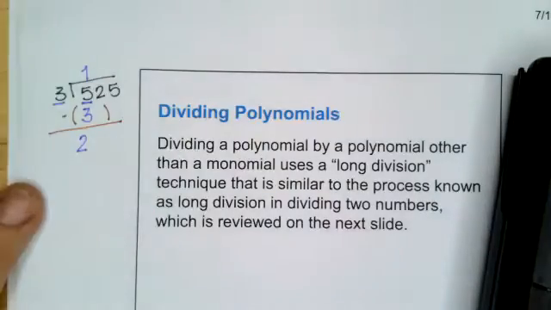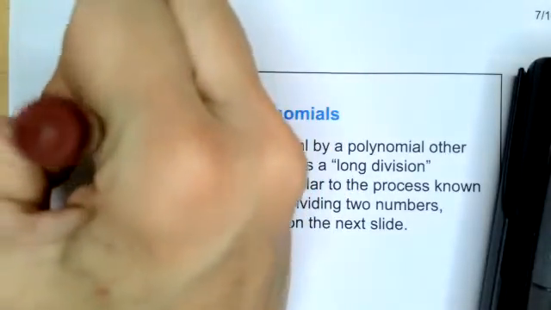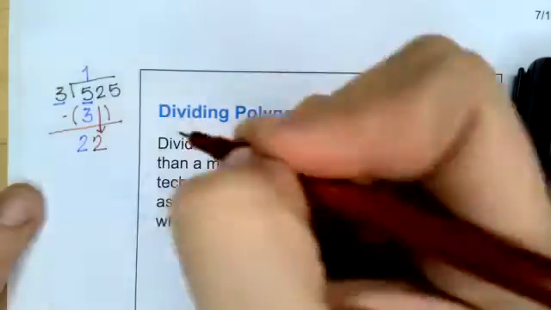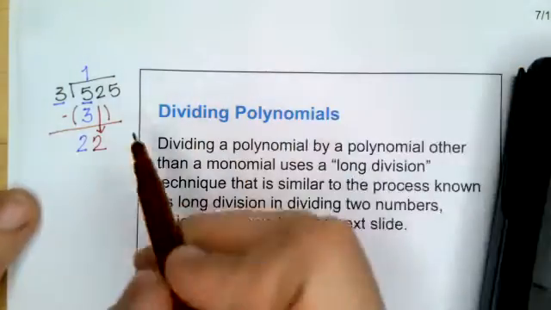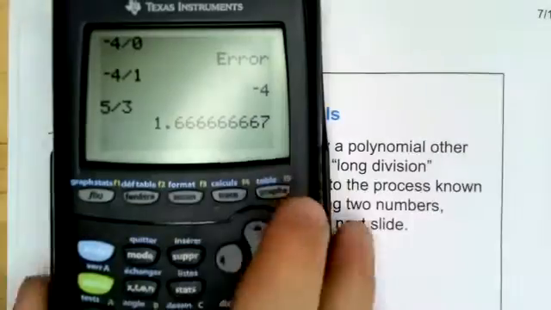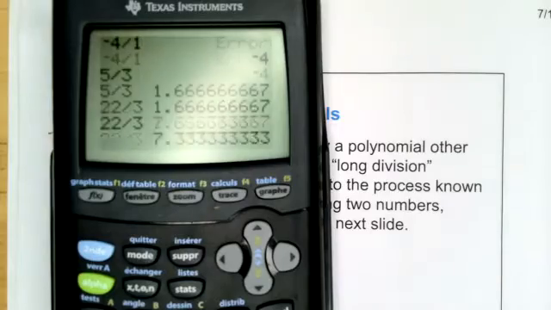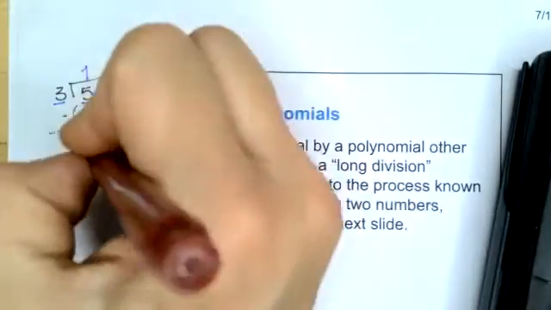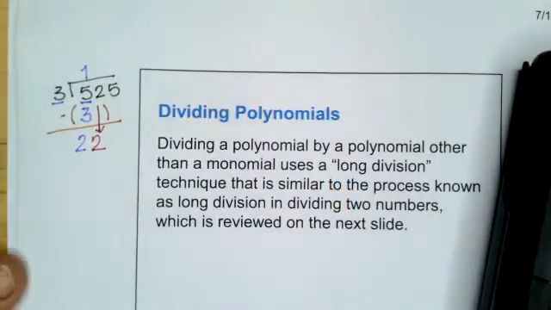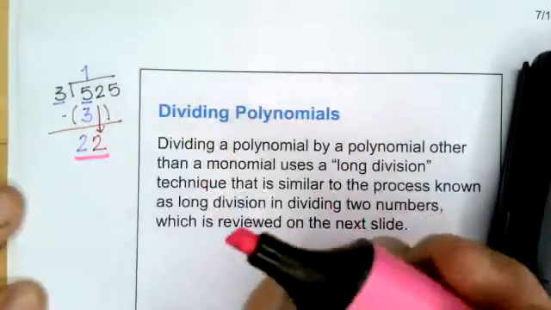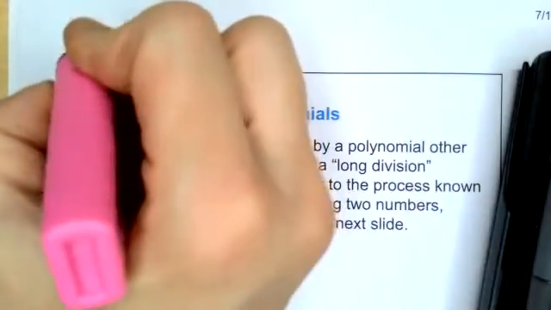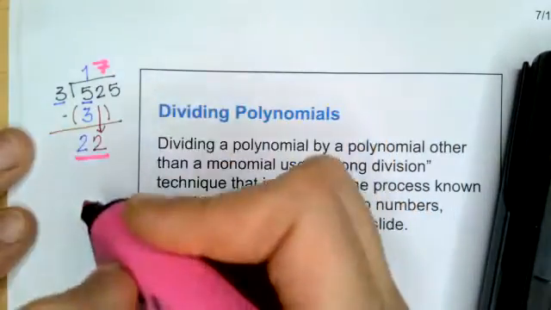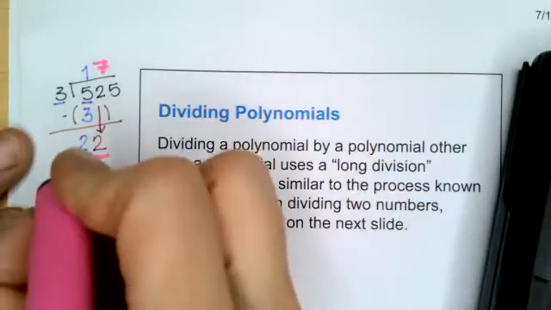Now you're going to bring down your next term. So instead of 2, we now have 22. Take 22 divided by 3. How many times can 3 go into 22? It can go in 7 times. Good. So now we have the number 22, and we're looking at 3. 3 can go into 22 7 times. What is 7 times 3? 7 times 3 is 21.